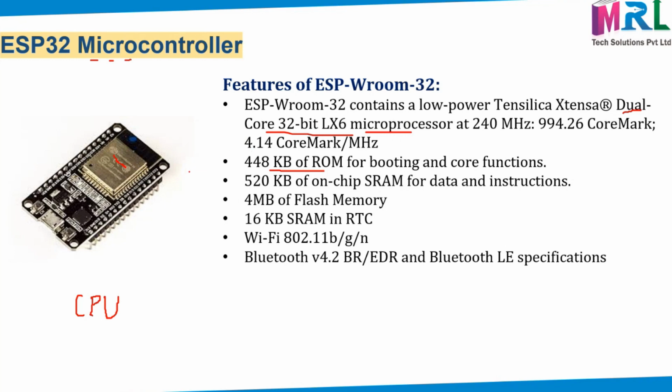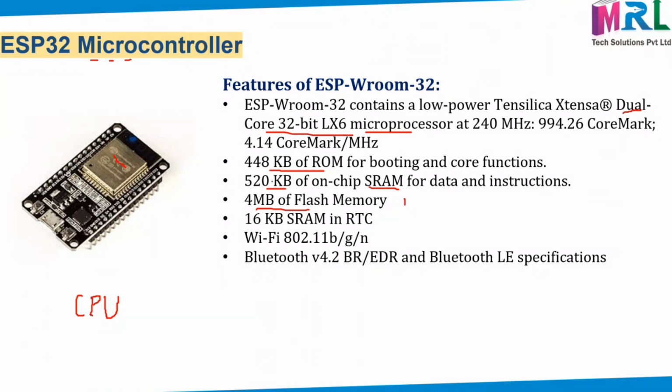And then another memory is there, called on-chip SRAM, static RAM. RAM means random access memory. In this memory we will store our program and our code. The size of that is 520 KB. And then flash memory is 4 MB.